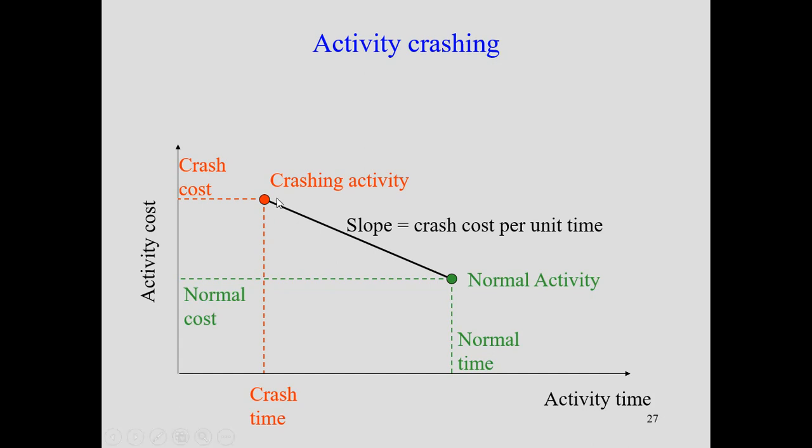It is nothing but slope. Slope is equal to y by x. So y is crash cost minus normal cost, divided by normal time minus crash time. This will give you the crash slope, and the crash slope indicates the crash cost per unit time. For example, crash cost per hour, or crash cost per day, etc.